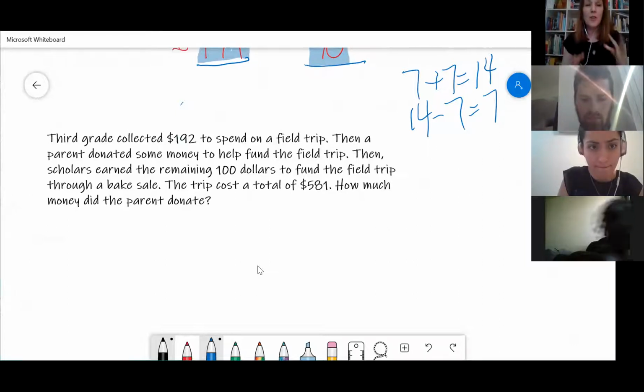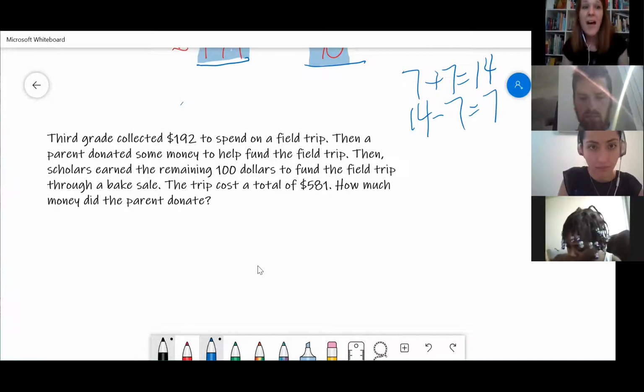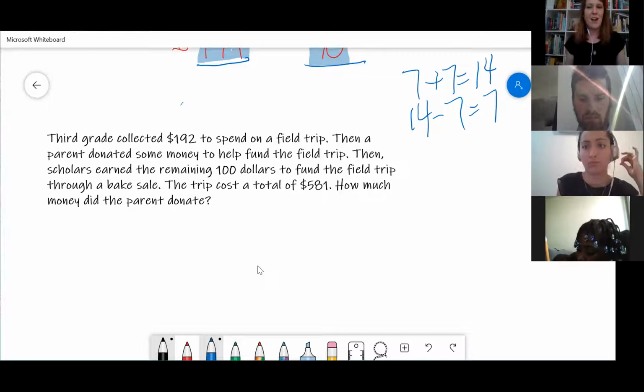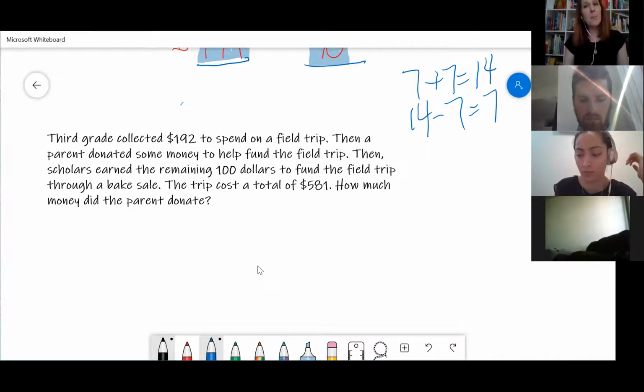It says the 3rd grade collected $192 to spend on a field trip. Then one of our great parents donated some money to help it. Then scholars earned some more money, $100 to help fund our field trip by throwing a bake sale. The total cost of the trip was $581. So I'm wondering today, how much money did a parent donate for us to be able to go on this field trip? So everybody think right now, what is the action in our story today?